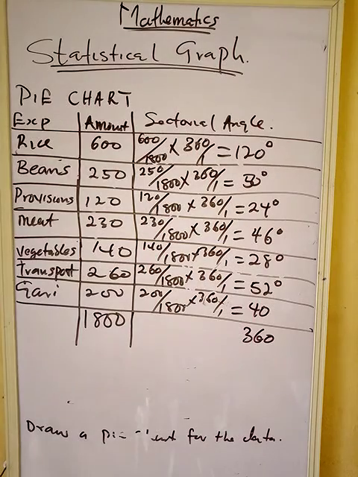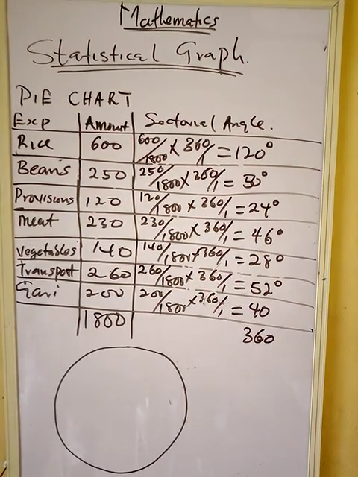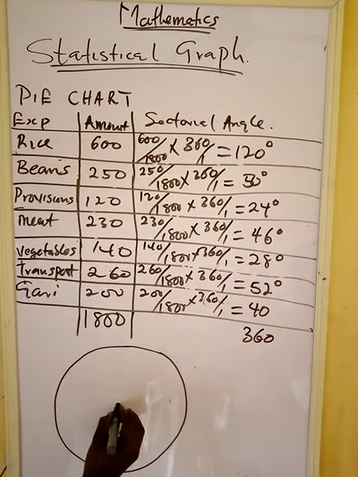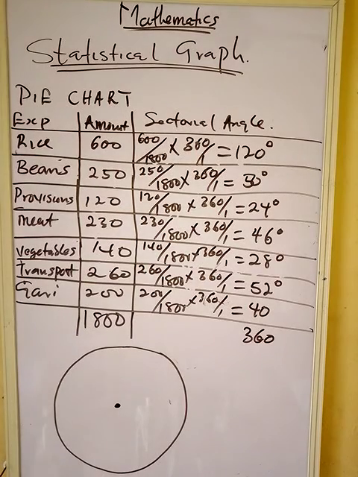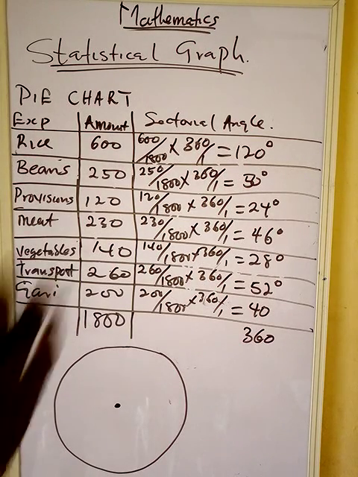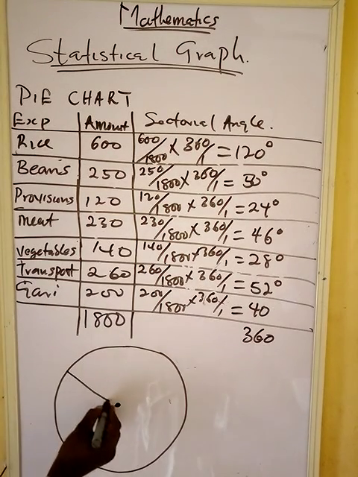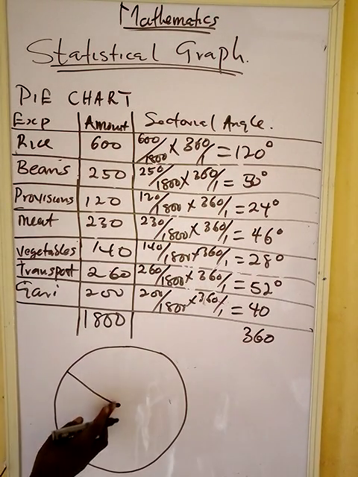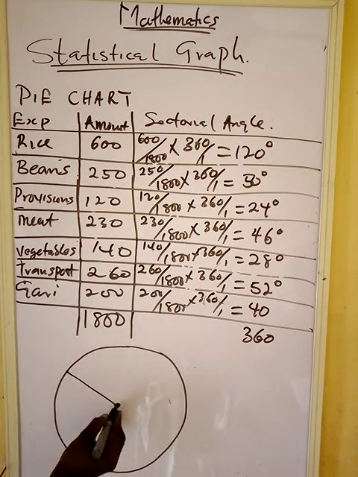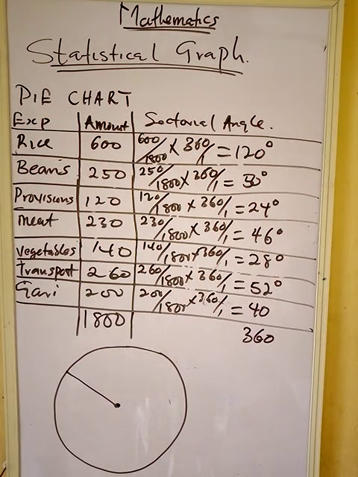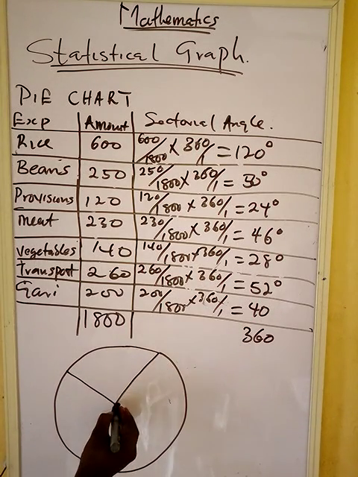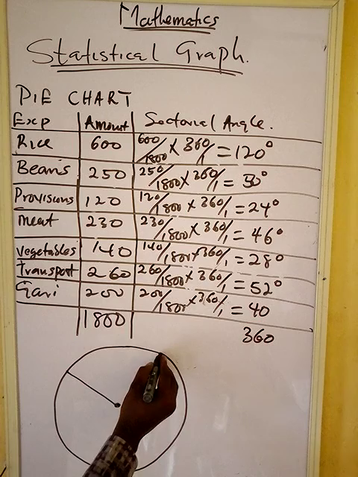So next is to draw our pie chart. From here, we want to represent our details. That is where you will need your math set. You will need your math set to draw each of these. So from here, I want to assume. The highest figure here is 120, which is rice. Let me give rice.